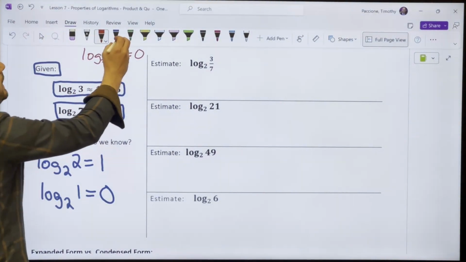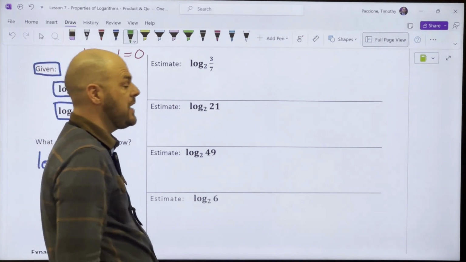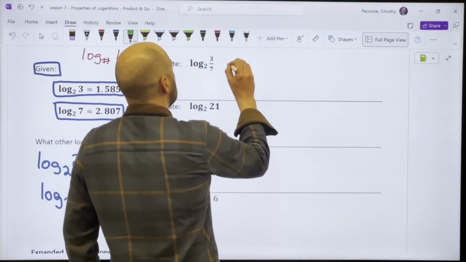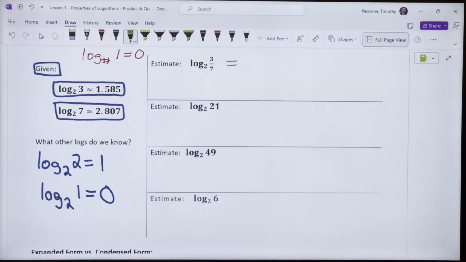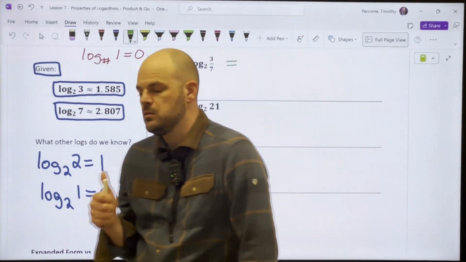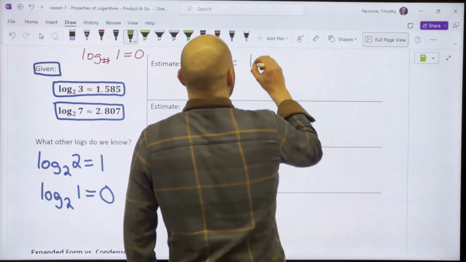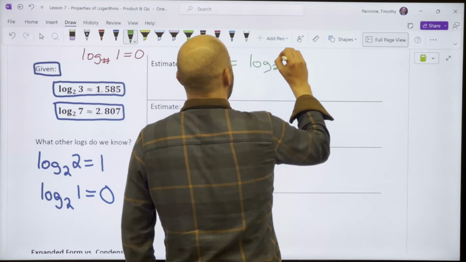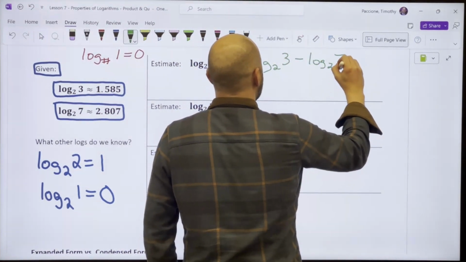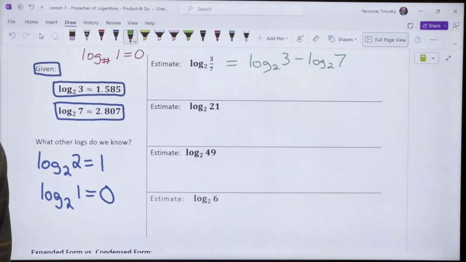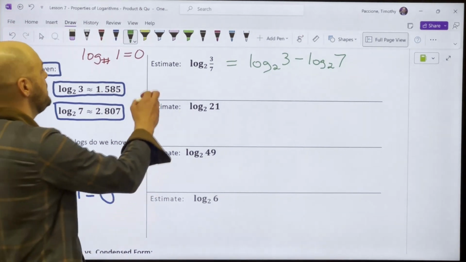Okay? All right, so we can add that to our package of what we know. Now, let's do what we just practiced. Okay, what's happening here? I have one log, and I'm going to look inside of it, and I see division, so that means we will subtract. So I'll go log base 2 of 3 minus log base 2 of 7. Okay, why was that helpful? Because we know log base 2 of 3. Yeah, what is log base 2 of 3?